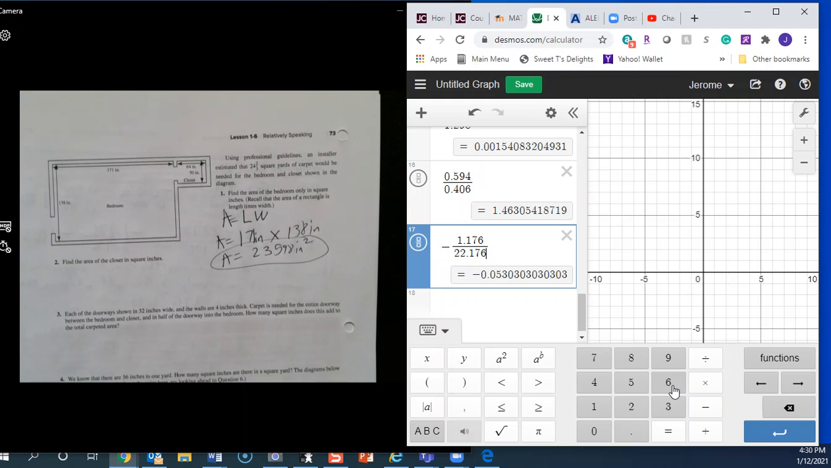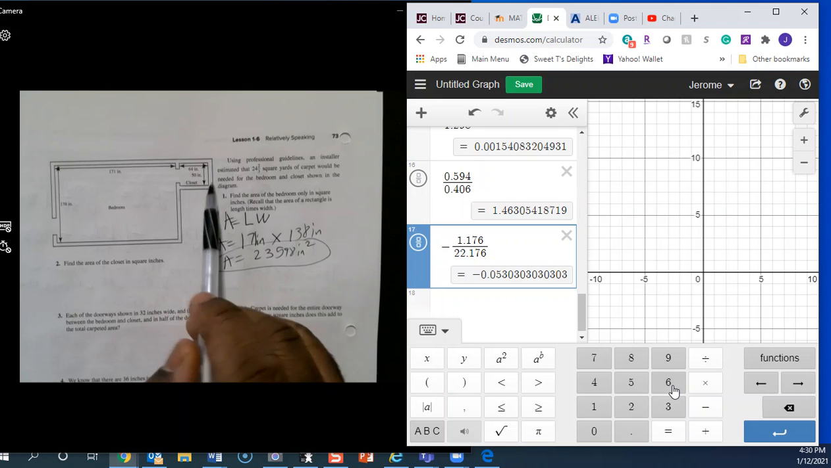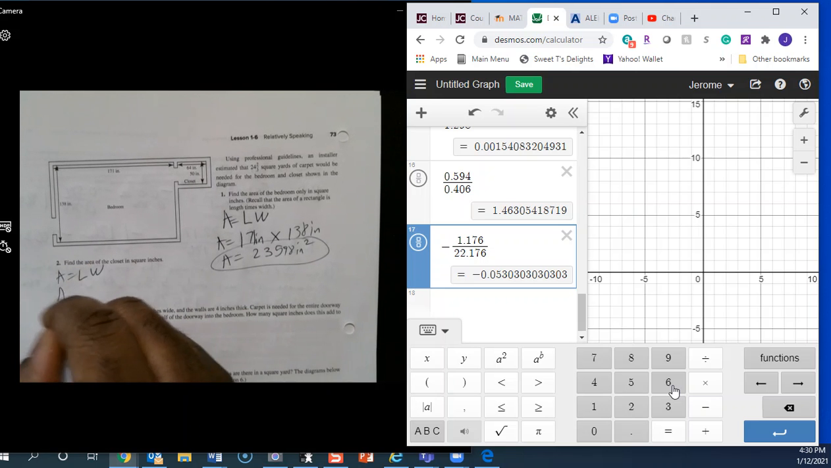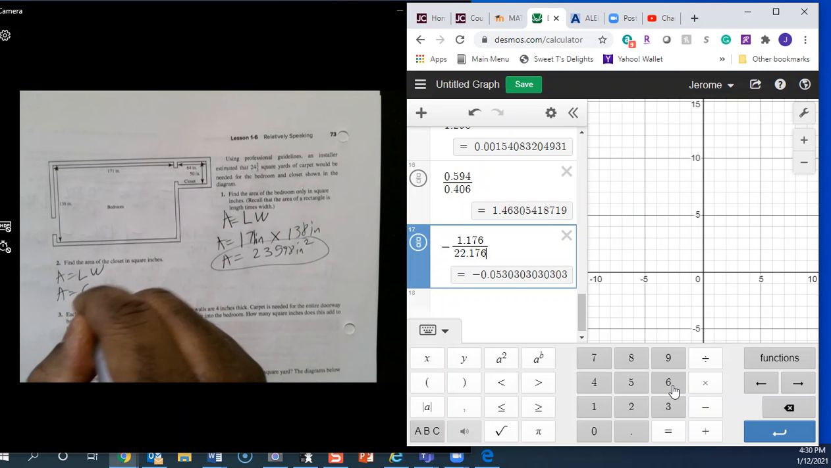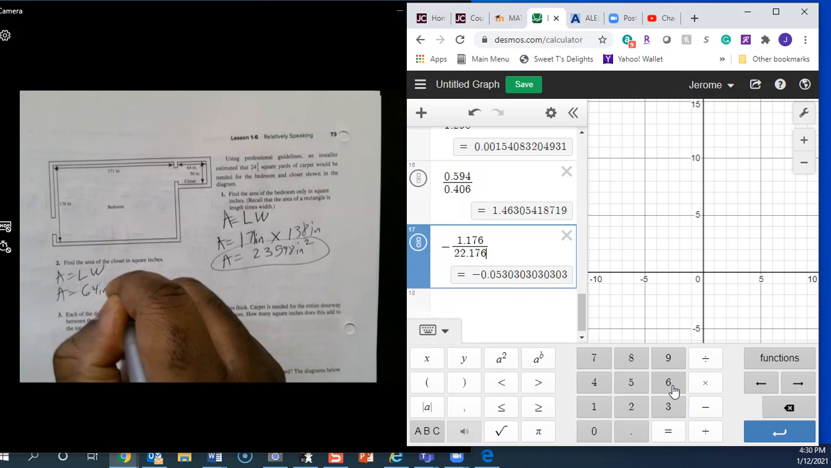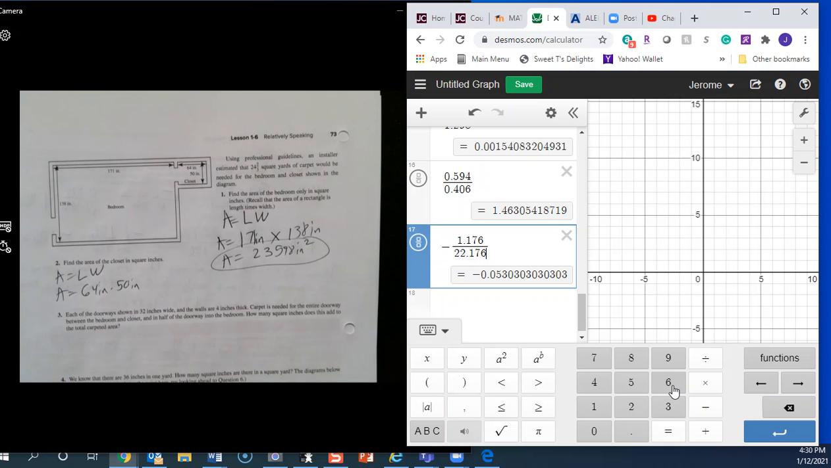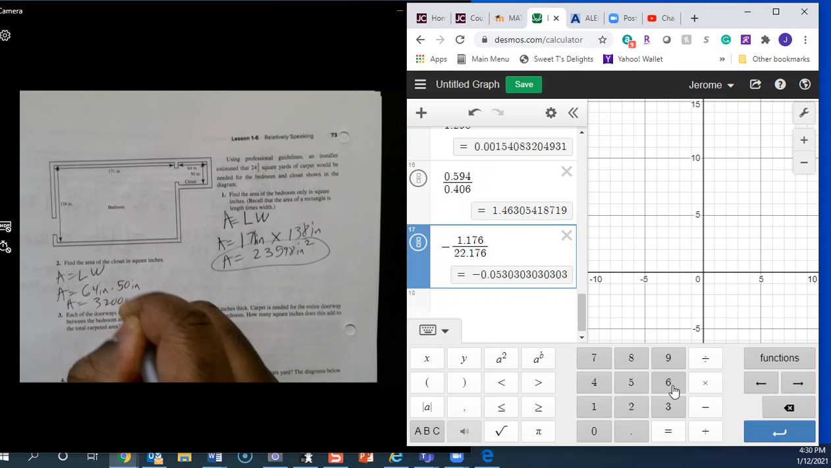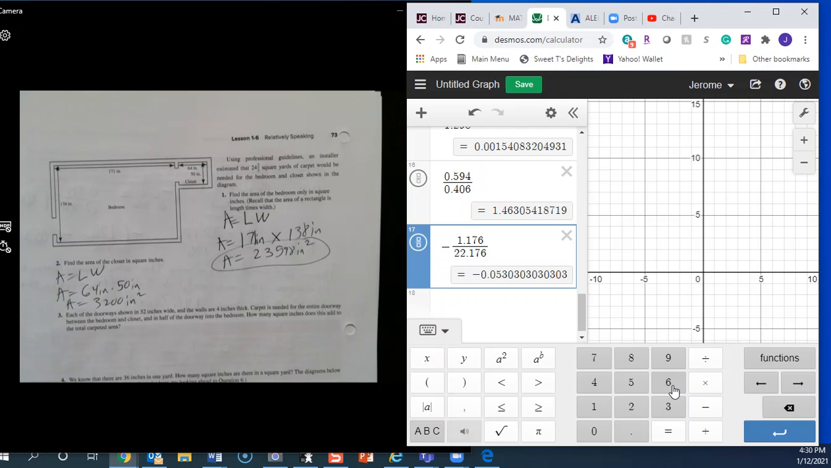Okay, now it says find the area of the closet in square inches. So we come here to the closet. The area is still length times width. The area is 64 inches times 50 inches. 64 times 50 will give us 3,200 square inches. So that would be the area of the closet.